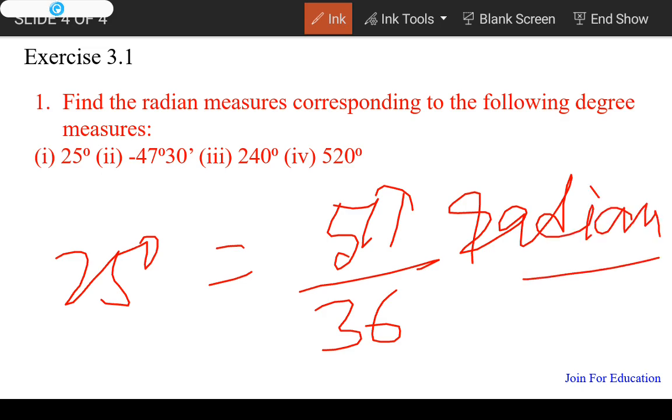So it is very easy to convert degree measure into radian measure, or radian measure into degree measure. Similarly, we can solve the other parts of question number 1. In the next class, we shall try to solve some more questions of exercise 3.1.